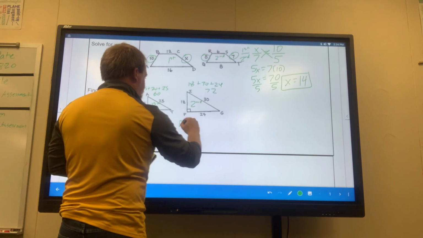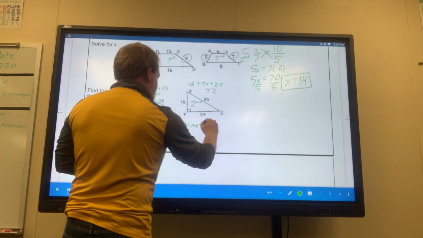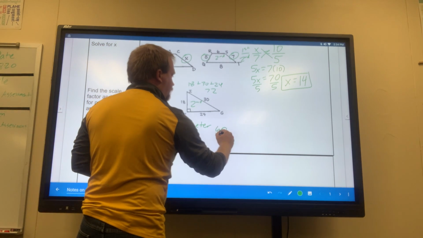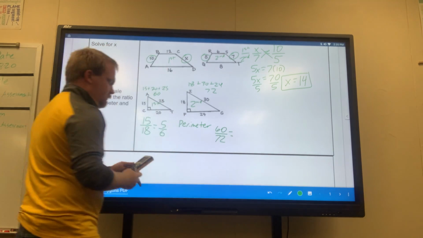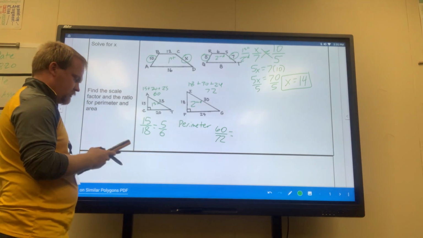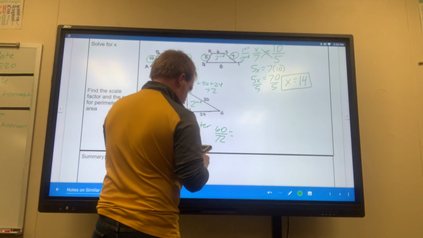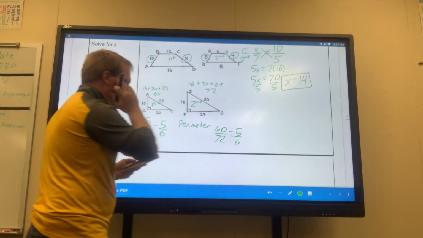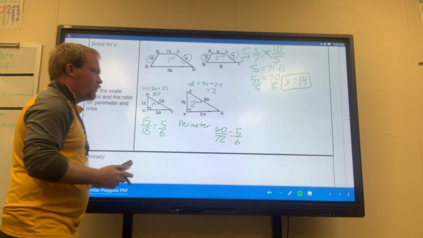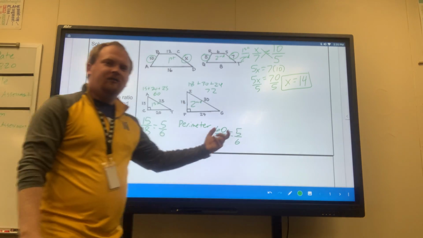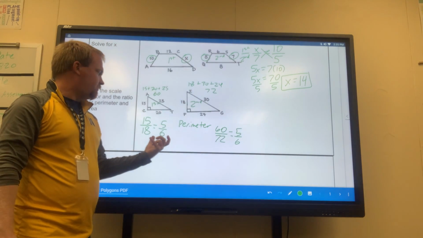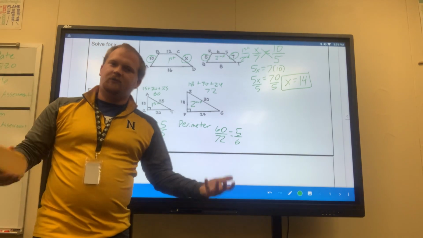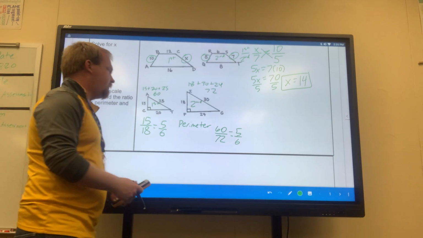So for the perimeter ratio, remember, I'm going to do the first figure over the second figure. 60 divided by 72. It's 5/6. So the ratio for the perimeter is the same thing as the scale factor. Now, would that be the case for area? That's only one way to find out. We have to work it.